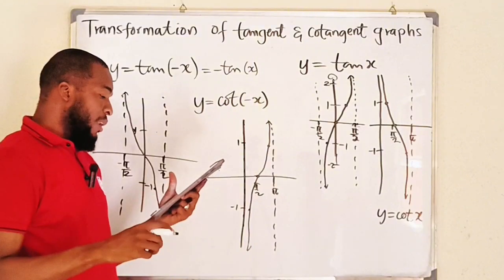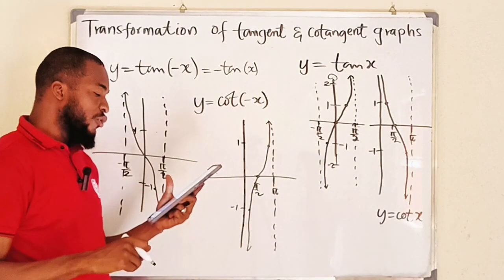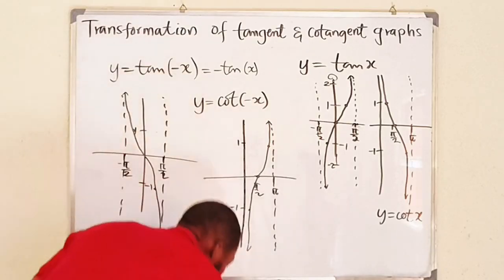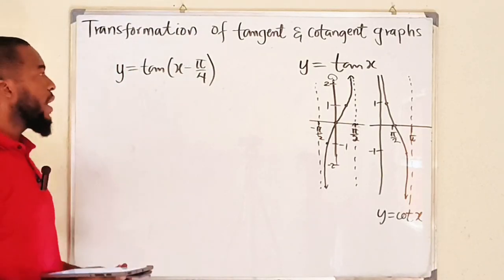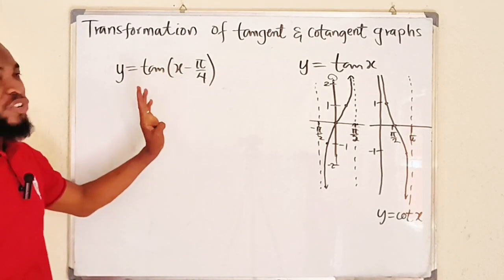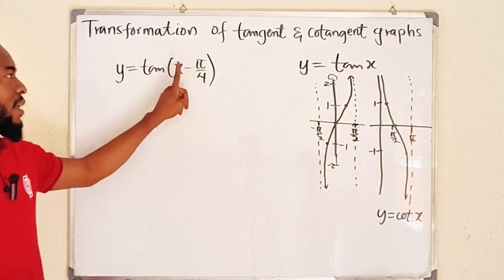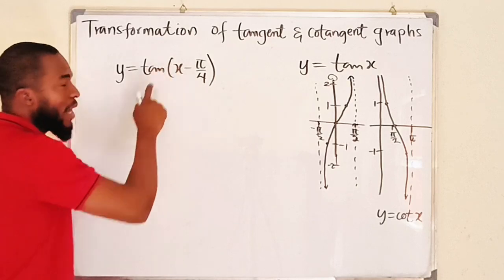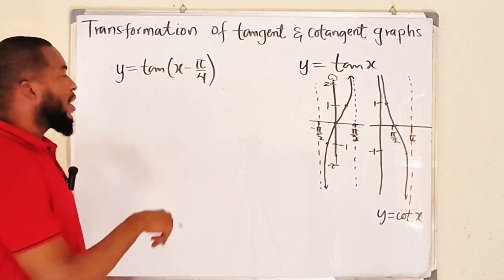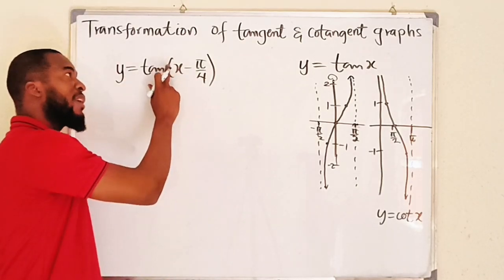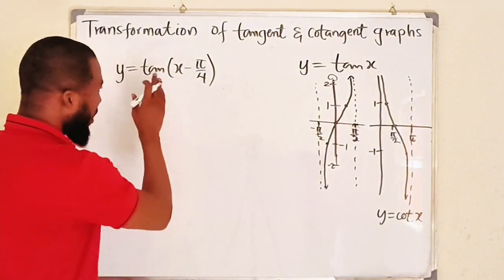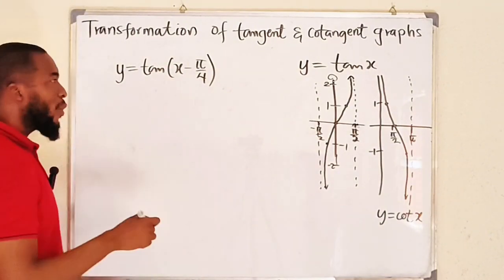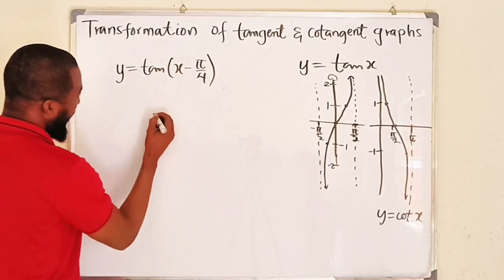Moving to the next one, this time around we're going to talk about phase shift or horizontal shift. This is going to be a horizontal shift to the right because it is negative. If it is positive, you shift it to the left. If there is a number attached to x, which is a coefficient of x, you have to first of all take this value, you divide by the leading coefficient. But since there is no number here, literally it is equal to 1. You don't have to divide by 1. So let me show you.